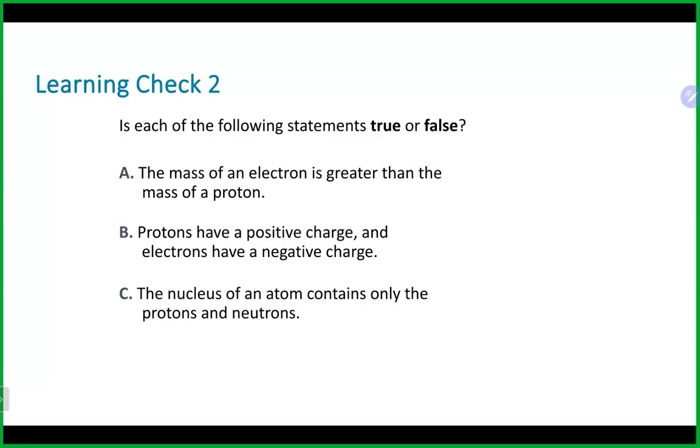In each of the following, true or false, the mass of an electron is greater than the proton. It is false. Again, it's about 1,800 times less massive. Protons have positive charge, electrons have negative charge. That is true. The nucleus of the atom contains only protons and neutrons. That is true in that case, right? Again, electrons are not in the nucleus. They are outside of it flying around. Any questions on that there?